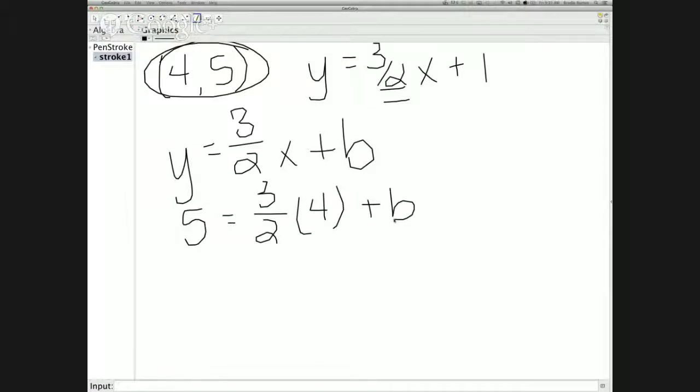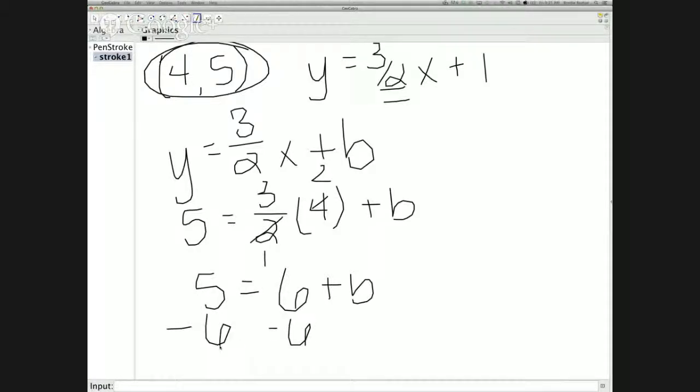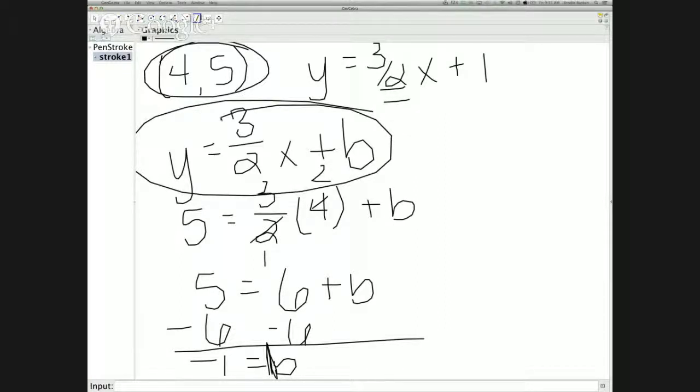You can either use your calculator to do this fraction or cross-canceling. 2 goes into 4 twice. 3 times 2 is 6. So 5 equals 6 plus b. Subtract 6 from both sides. That's -1 equals b. But that's not my answer. I have to take that answer and put it back into this original equation up here. So I get y equals 3/2 x minus 1. Okay? Now that's the algebraic way to do this. The next one we'll look at the graphic way.